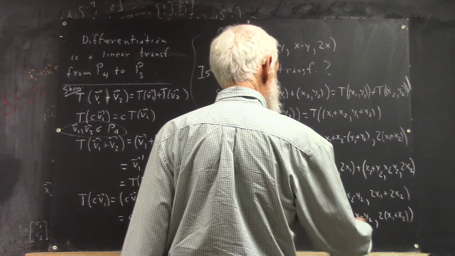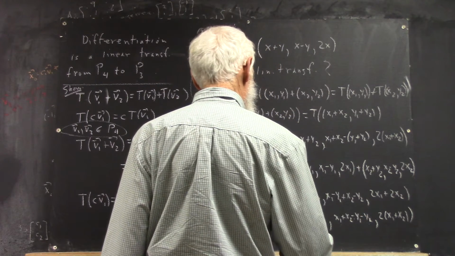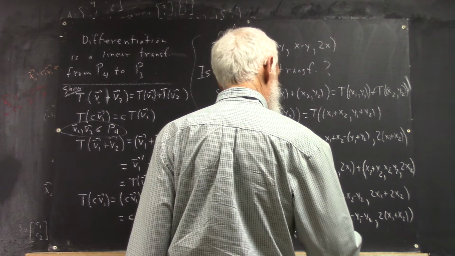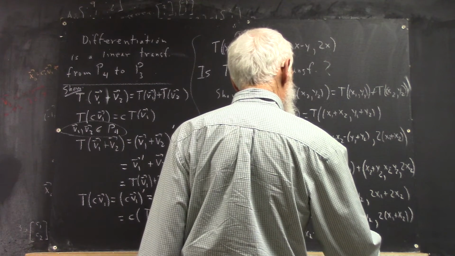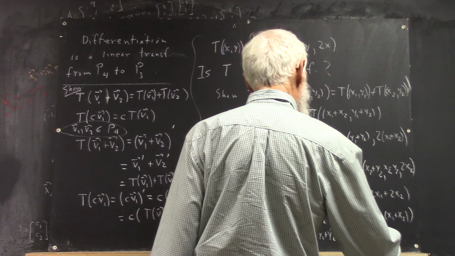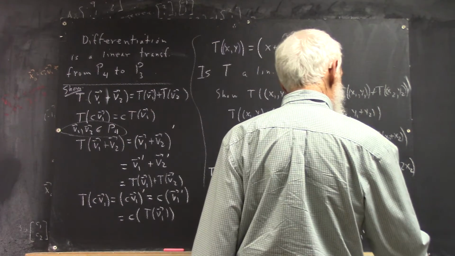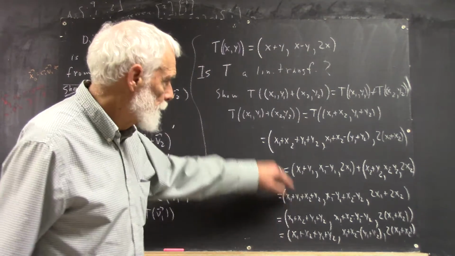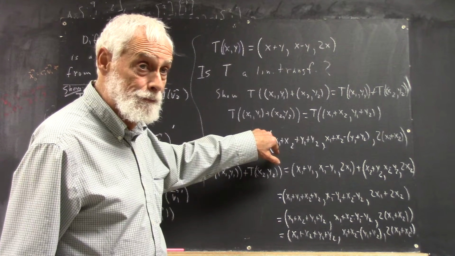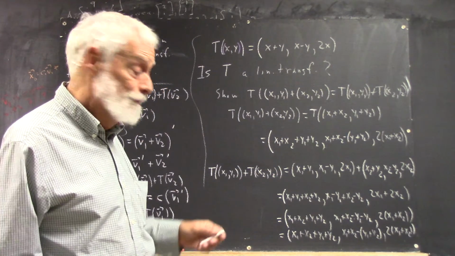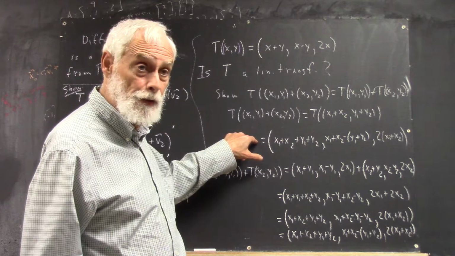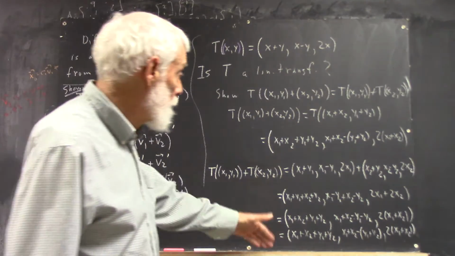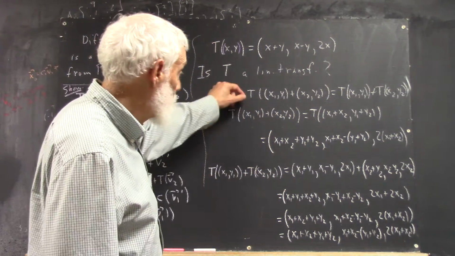Then I just have to write this now as x1 plus x2 plus y1 plus y2, x1 plus x2 minus the quantity y1 plus y2, 2 times the quantity x1 plus x2. And now this is identical to this, completely identical. And we can say that they're equal without having to wave our hands. Okay? We've locked it in. We've locked in this property of linearity.